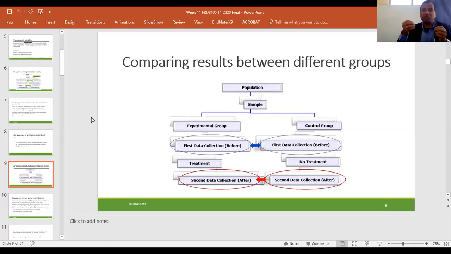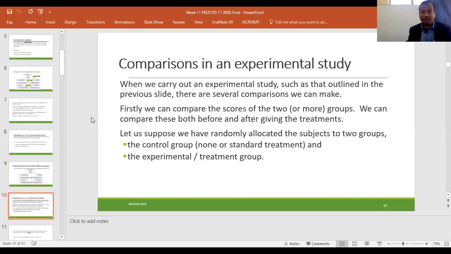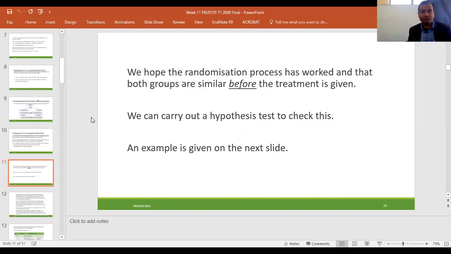I'm just trying to give you a little bit of input; maybe later, in the next slide, it will be covered nicely. So, comparing the result between two different groups, keeping in mind we are considering two different groups over here: control group and experimental group, or the treatment group. The same further explanation, nothing new in this slide. We hope the randomization process has worked and both groups are similar before the treatment is given.